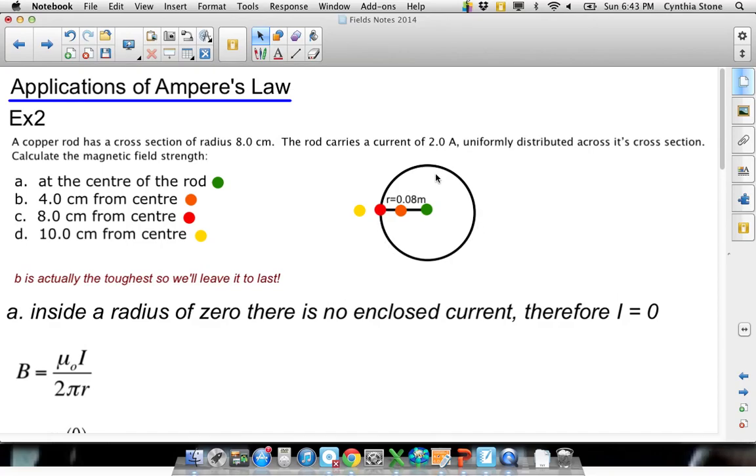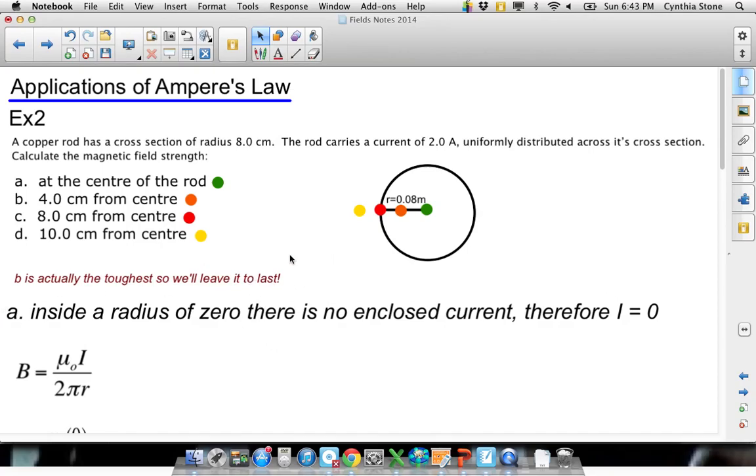So this is a picture of the rod, right? And the 2 amps is going all within it. And we want to find the magnetic field strength right at the center, 4 centimeters away from the center, 8 centimeters away from the center, so on the surface, and then outside the rod, 10 centimeters from the center. Okay? And this one is the toughest. We'll talk about it later. So I kind of should have made it part D, but whatever, I didn't. So we'll actually leave B till last.